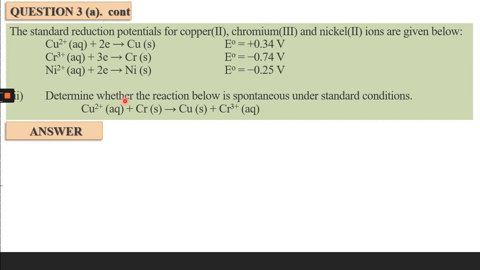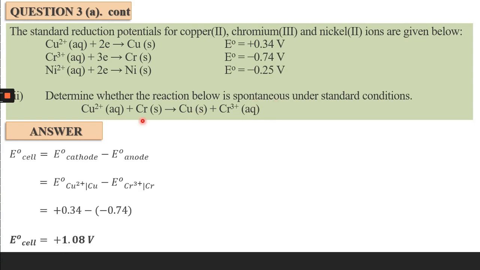Next, question number 2. Determine whether the reaction given below is spontaneous under standard conditions. So given this equation, students need to identify which half equation is the reaction at anode and which half equation is the reaction at cathode. Copper 2 plus becomes copper solid, so copper 2 plus undergoes reduction at cathode. Vice versa, chromium solid becomes chromium 3 plus aqueous, so chromium undergoes oxidation at anode.